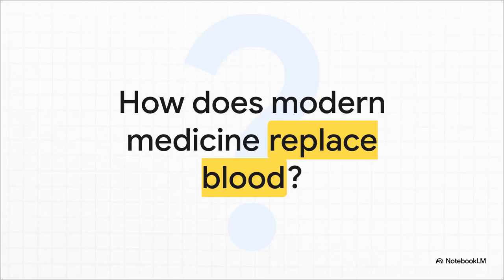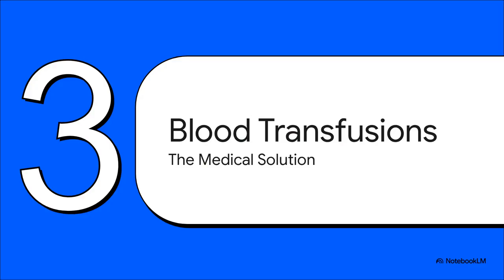Which naturally leads us to a pretty vital question, right? Once we've finally identified the disorder, whether it's vascular, platelet, or coagulation, and the patient has already lost a dangerous amount of blood, how exactly does modern medicine step in to replace it? I mean, identifying the bleeding disorder is only half the battle. Keeping the patient alive is the other. And that brings us to Section 3, blood groups and transfusions, the medical solution.